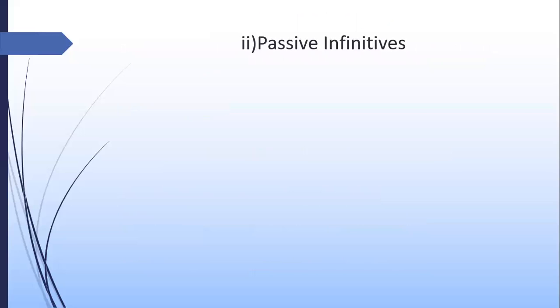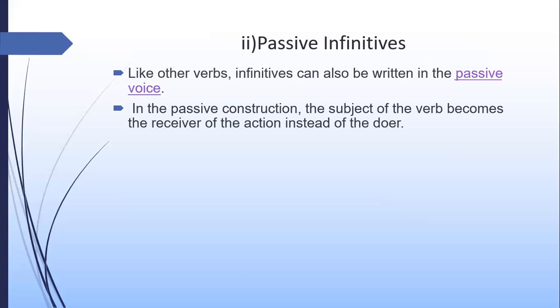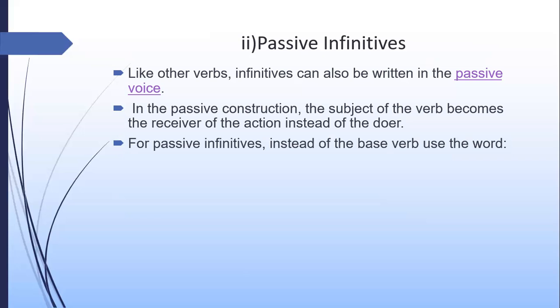Then we have passive infinitive. If you just focus on their names, these are more than enough to point out what we are talking about. Like other verbs, infinitives can also be written in the passive voice form. In the passive construction, the subject of the verb becomes the receiver of the action instead of the doer. Let's check. For passive infinitive, instead of the base verb, use the word to plus be and then the past participle. Keep it in mind: to plus be plus the past participle. Past participle means third form of the verb.